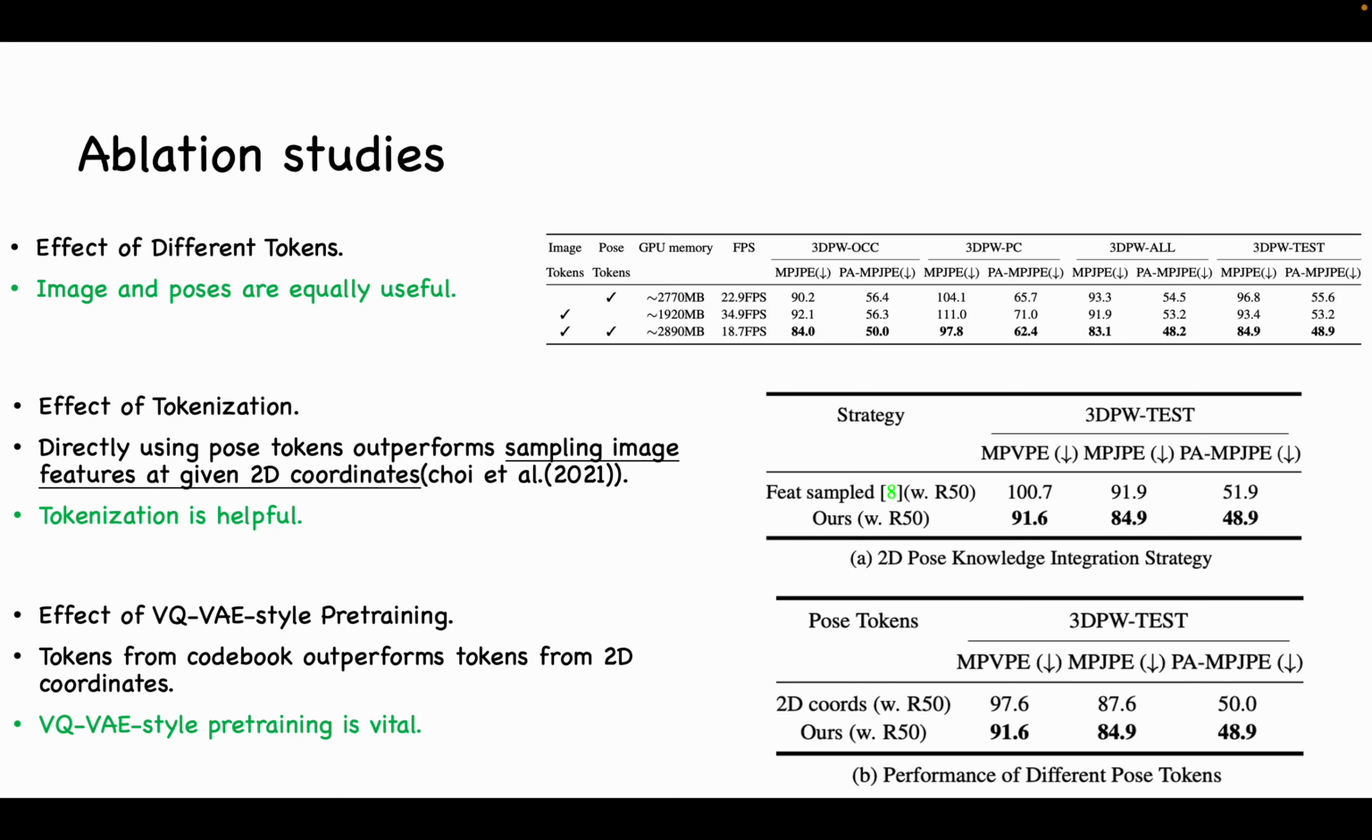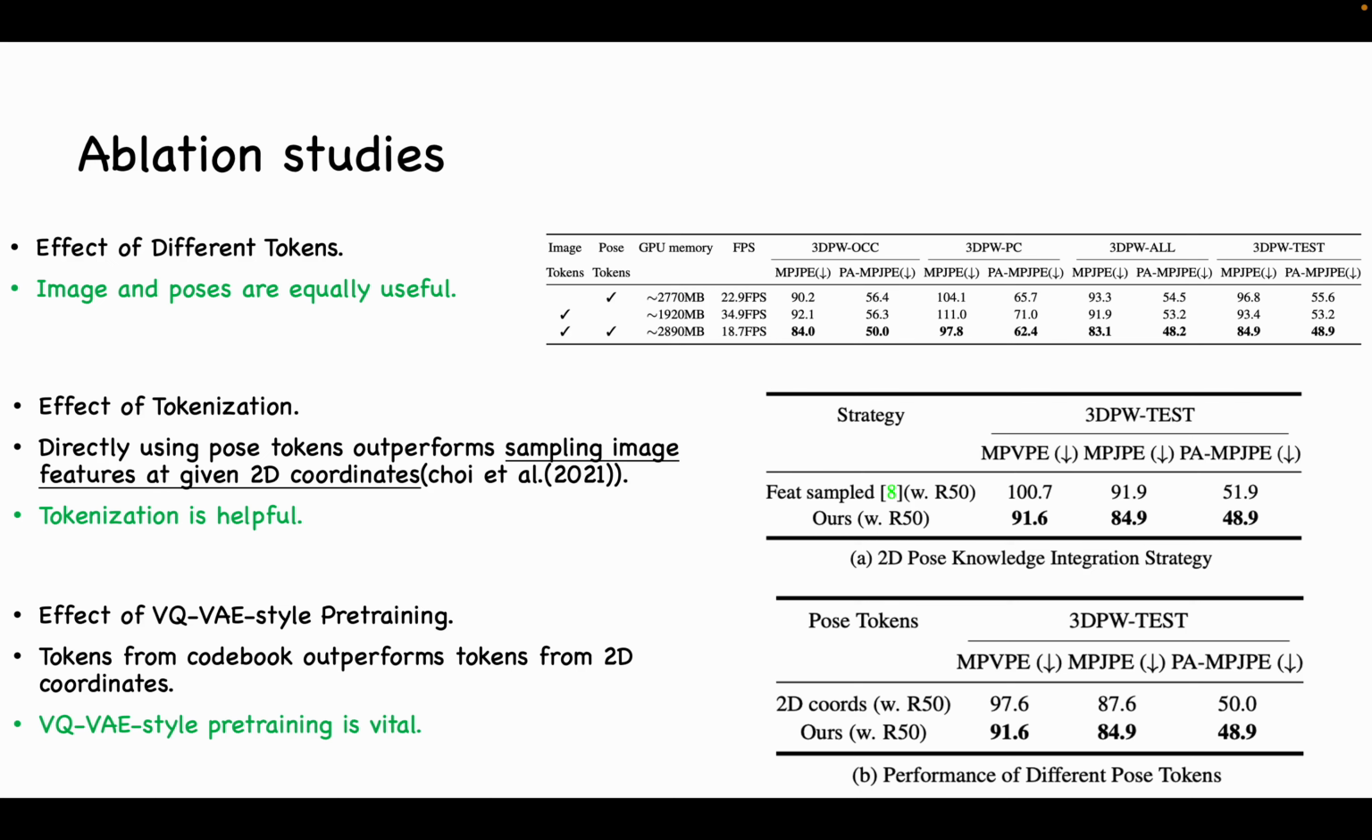Here we offer some essential ablation studies. The first table shows the effect of different tokens. We train our model with different types of tokens, namely image tokens and pose tokens, and test each variant on 3DPW OCC, 3DPW PC, 3DPW all, and 3DPW test. It can be seen that combining pose and image tokens always improves results. Such consistent benefits across various occlusion scenarios highlight the general applicability of our method.